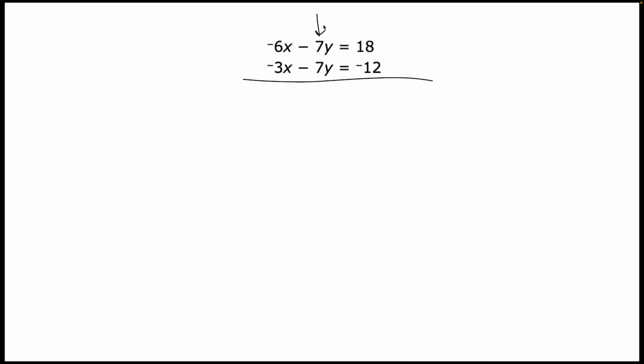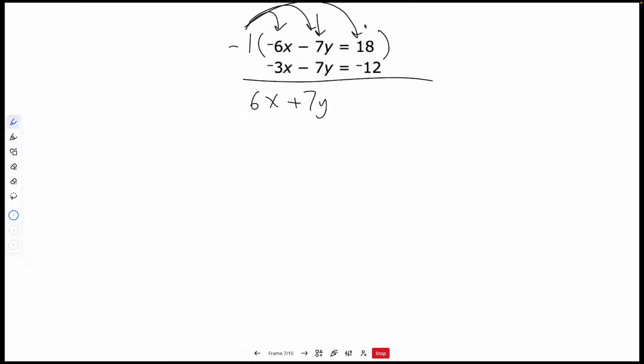Well, let's multiply it by negative 1, right? Because multiplying by negative 1 will switch the sign. And what we have to do here is multiply everything by negative 1. So negative 1 times negative 6 makes it 6x. Negative 1 times negative 7y makes it positive 7y, which we wanted. And negative 1 times 18 is negative 18. Leave the bottom equation the same.